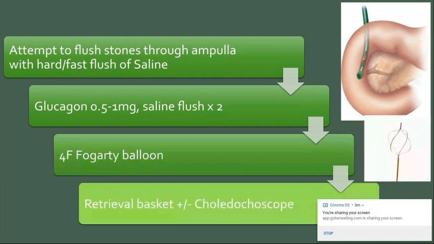And then the fourth is you can use a retrieval basket. There's a couple different types. This is the one that I would imagine would work the best, frankly, but you again would insert through your transcystic ductotomy, and then you would insert it under fluoroscopy all the way down to the ampulla. You would open the basket and try and catch the stones as you pull back slowly. You can do this with or without a cholecystoscope. I have not done this myself, but I would imagine it would be a little bit easier under direct visualization.